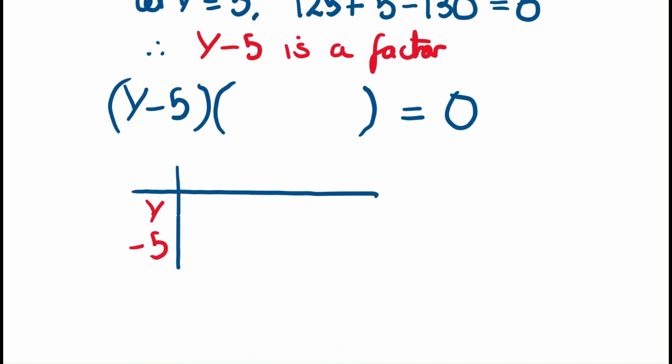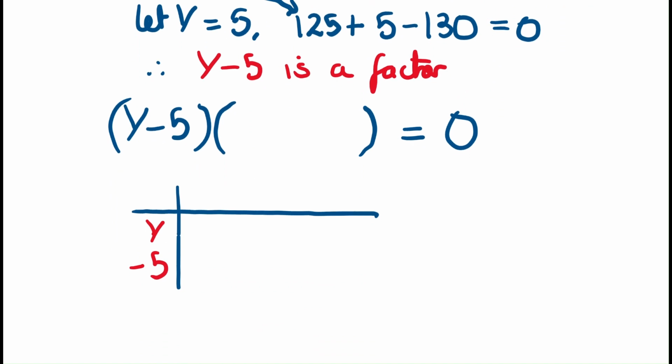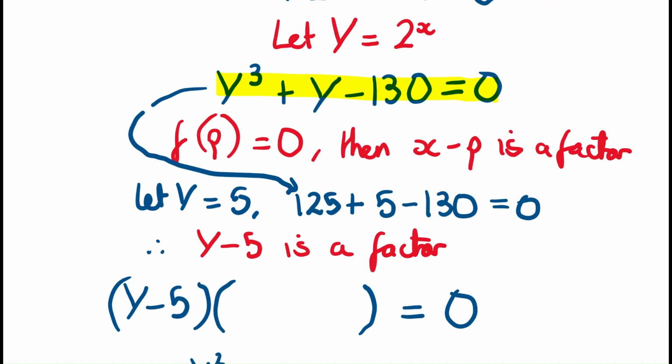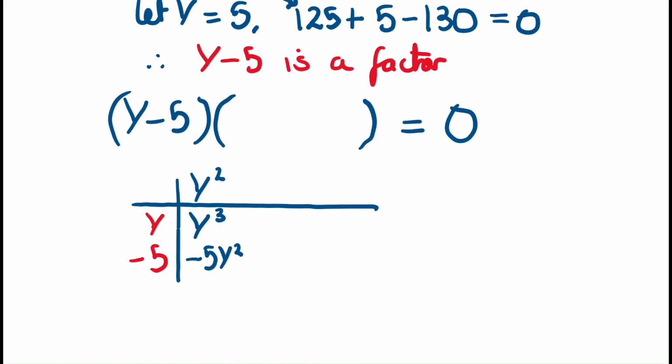So y multiplied by what gives y cubed? Well, that's just going to be y squared. So we get y cubed. But as a byproduct, we also get y squared times by minus 5, which is minus 5y squared. And since we have no y squared terms in our original equation, we need to get rid of this minus 5y squared. And how do we do that? By multiplying the y by plus 5y.